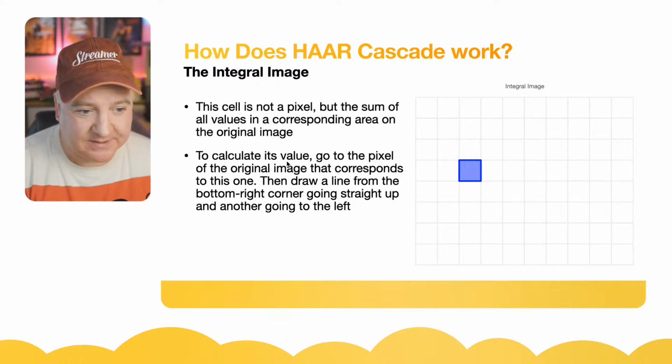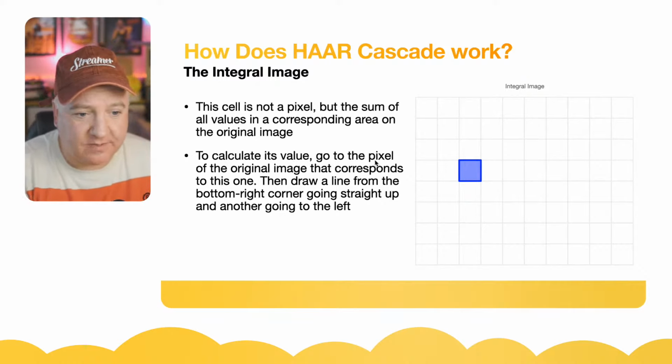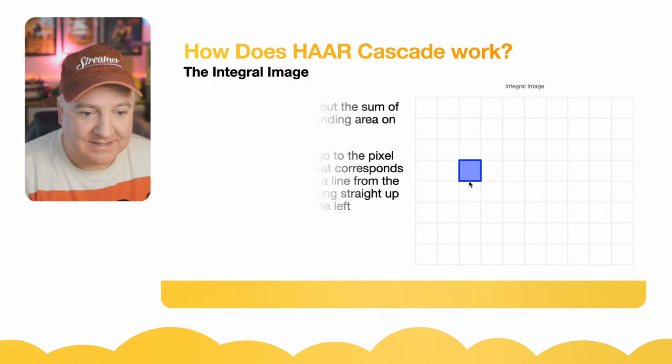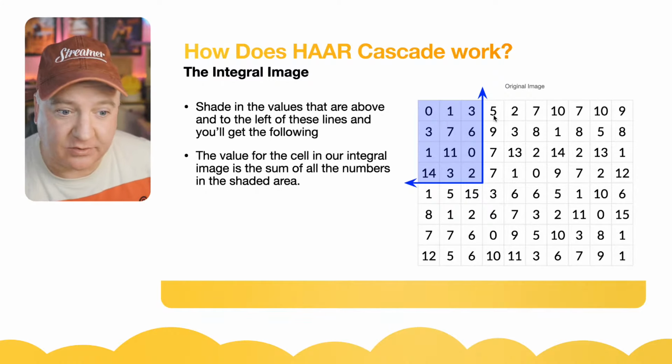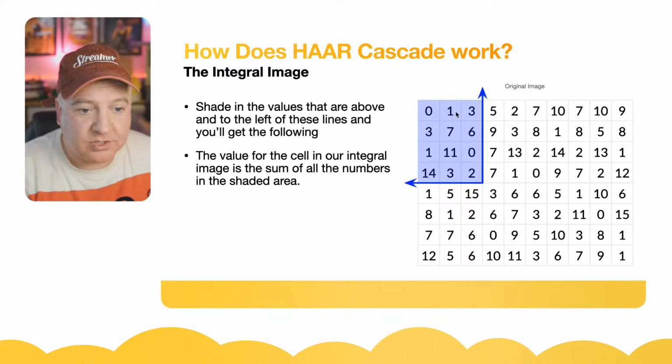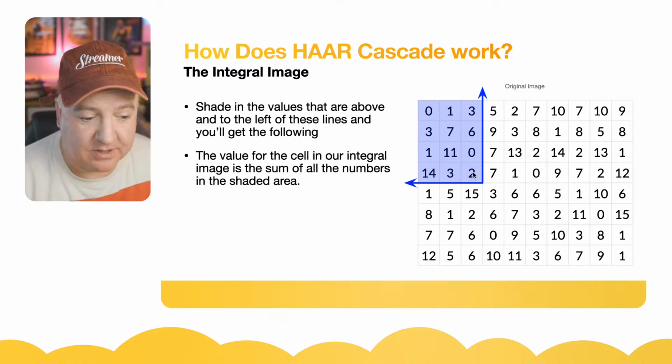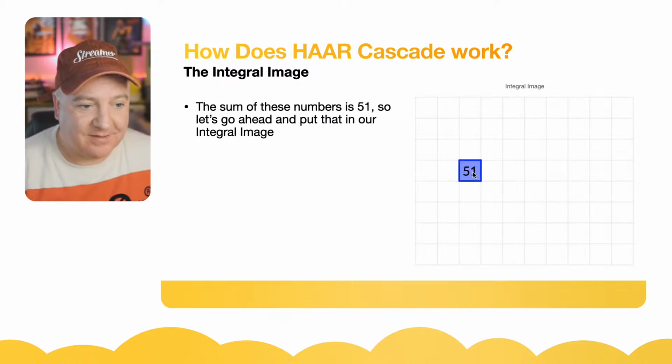Okay, so we're going to calculate. We're going to go to the original image, look at all the values of the pixels that we just had in that array, and then sum them up. And we're going to draw a line from the bottom left edge, the bottom right edge going straight up, and from the bottom right edge going to the left. So let's have a look at what that looks like. Here's our original image. There are all the pixel values that we have in grayscale, and we're going to add up all the different values that are in that area there. Once we've added those values up, we're going to put the sum of them in the same square on our integral image. In this case, it was 51.